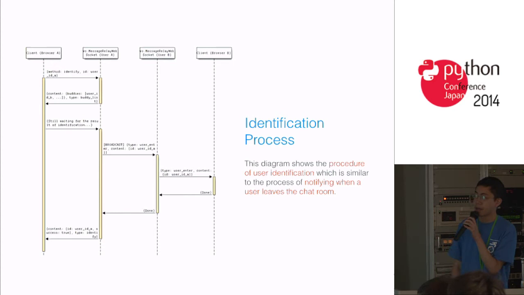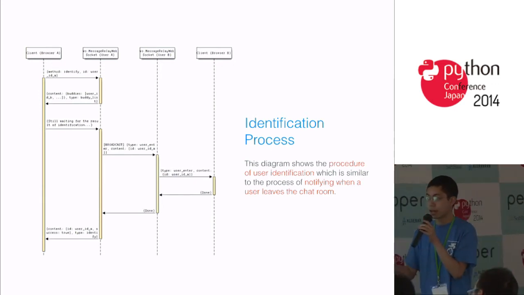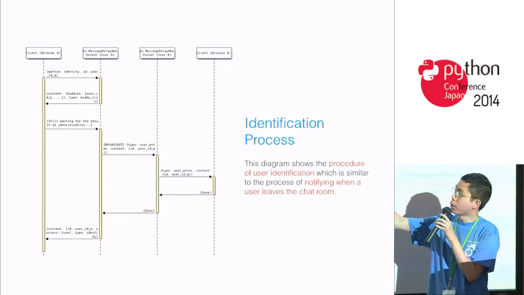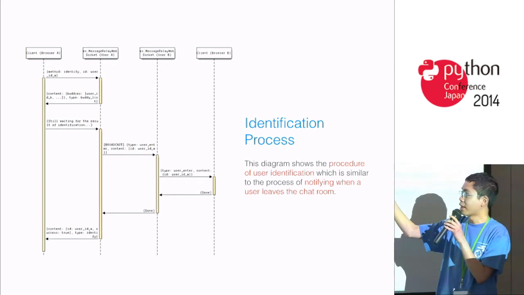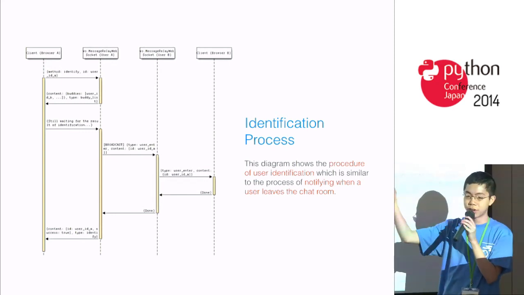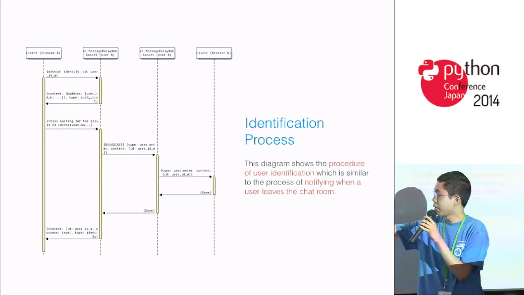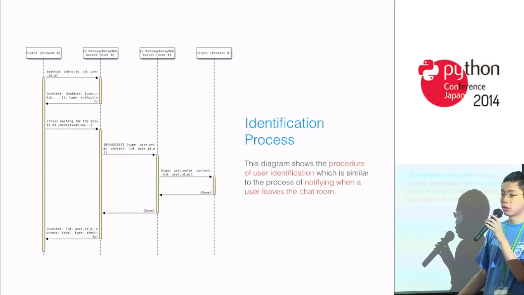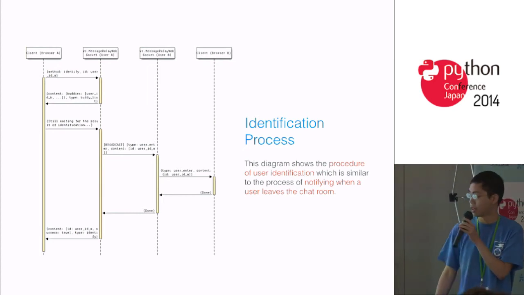That's the diagram of the identification process. I will post this slide online later, but just in a nutshell, when somebody logs in, the server will say, hey, are you unique? If yes, it sends back to the user, okay, now you're identified. On the server side, we send a message to all the sockets except itself, saying, now this guy just came in, welcome him.